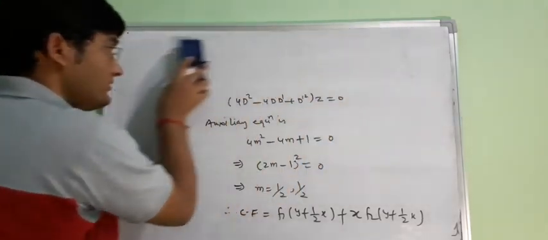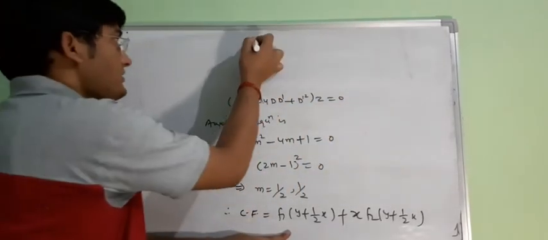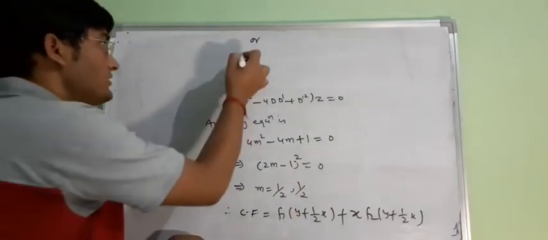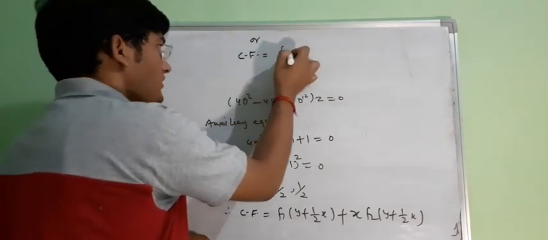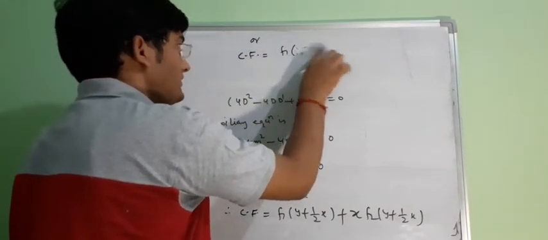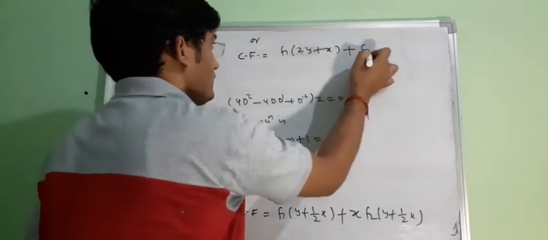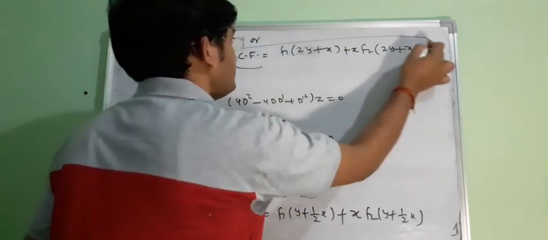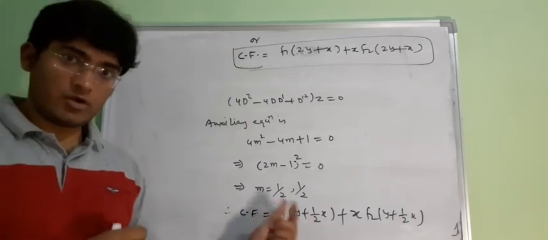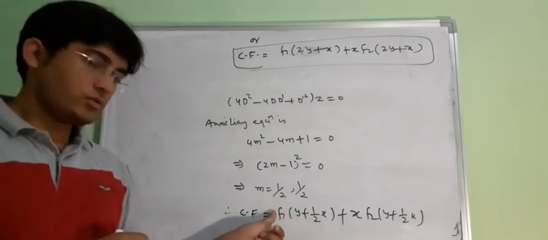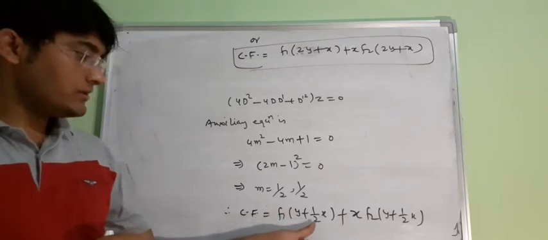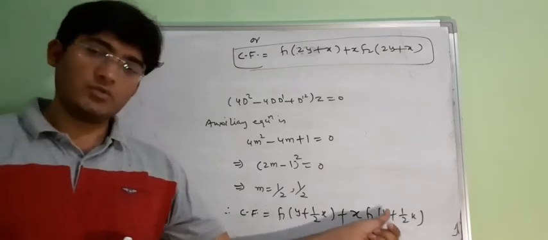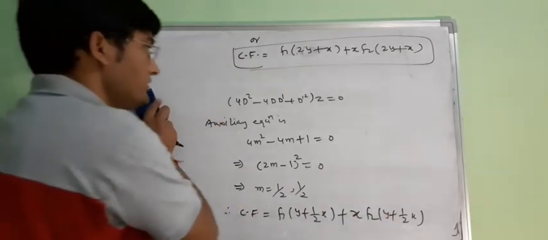We can also write it as some function of (y + x/2) plus some other function, which can be written as a function of (2y + x). As we are talking about functions, there is no need to write this 2 here. So we will say that this is a function of (2y + x), and this is x times some function of (2y + x). So this will be your CF.